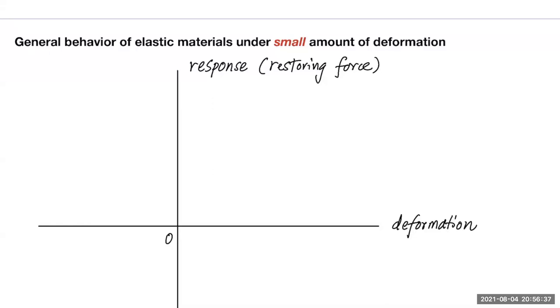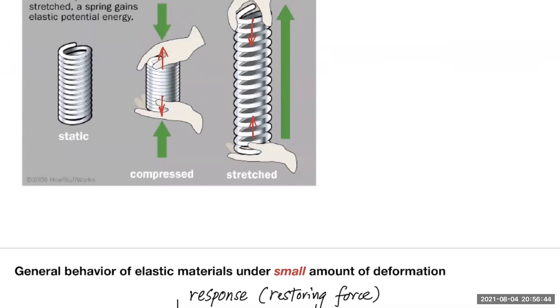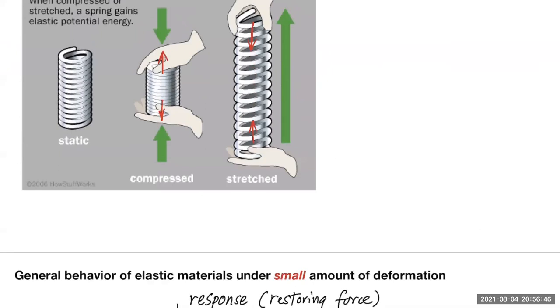All right. Take a look at the example of a spring. For the deformation, I can use a letter X to denote the deformation. That's the amount by which the spring gets longer. Now, when X is positive, we say the spring is stretched. When X is negative, we say the spring is compressed.